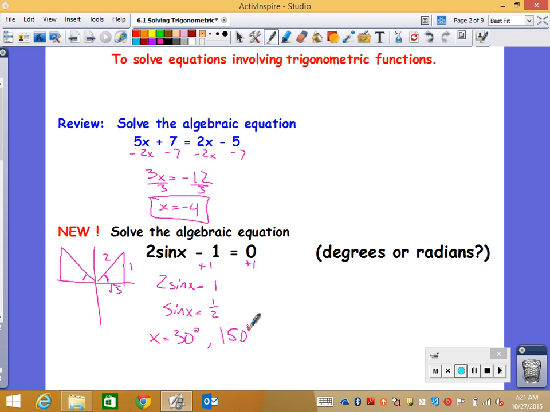So those are my two answers if I'm dealing with degrees. However, if I want to twist to radians, well, we know how to do that. 30 degrees, hopefully remember, is a pi over 6. 150, well, that's just a pi over 6 shy of 1 pi, or 5 pi over 6. So we also have to be very careful in these problems if we're dealing with degrees or radians. And we'll kind of see how we can tell whether we answer in degrees or radians in a little bit.